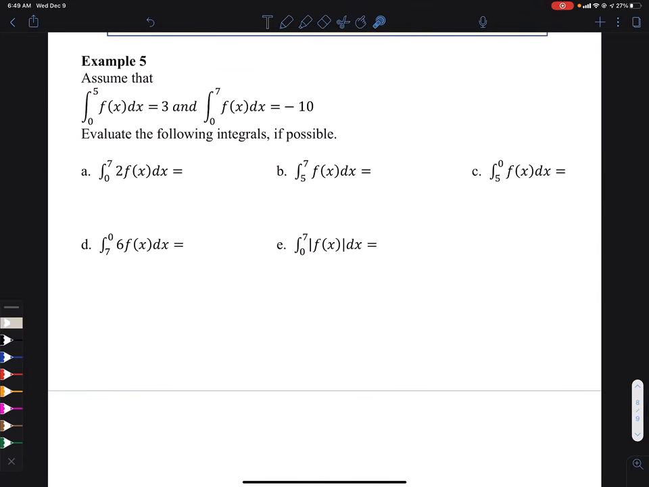Here we go. They are telling us the integral from 0 to 5 is 3. And the integral from 0 to 7 is negative 10. We're going to try to see if we can figure out these 5 problems. Okay, we're going to use our properties that we learned. Hey, there's a constant. I learned I can pull that constant out in front.